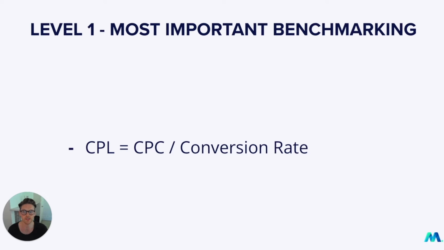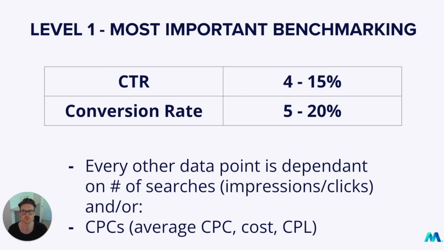By doing this, if you know your average cost per click in your account, and you've got a pretty reasonable conversion rate, you can divide that. So the cost per click is $10 and the conversion rate is 10%. $10 divided by 10% will equal $100. So that will be your cost per lead.